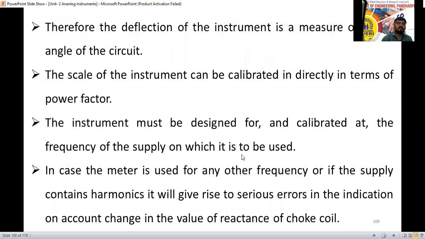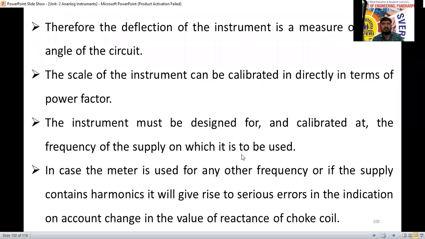In case the meter is used for any other frequency, or if the supply contains harmonics, we call them odd harmonics and even harmonics. Even harmonics are not that harmful, but odd harmonics are harmful. Whenever you go to the third year, we are going to study that subject. If the supply voltage contains any harmonics, it will give rise to serious errors.